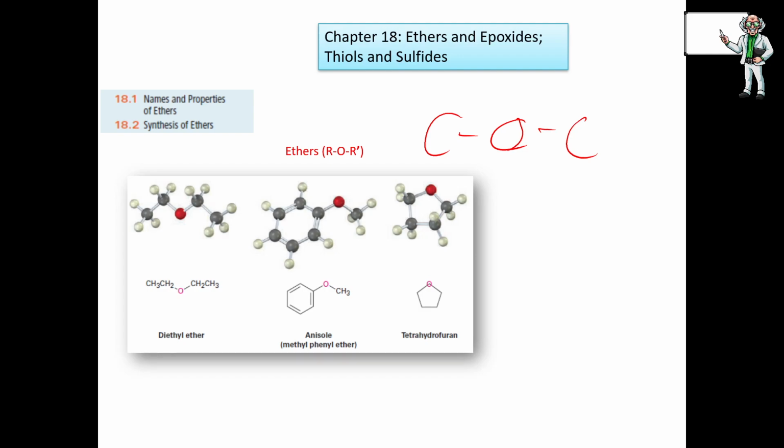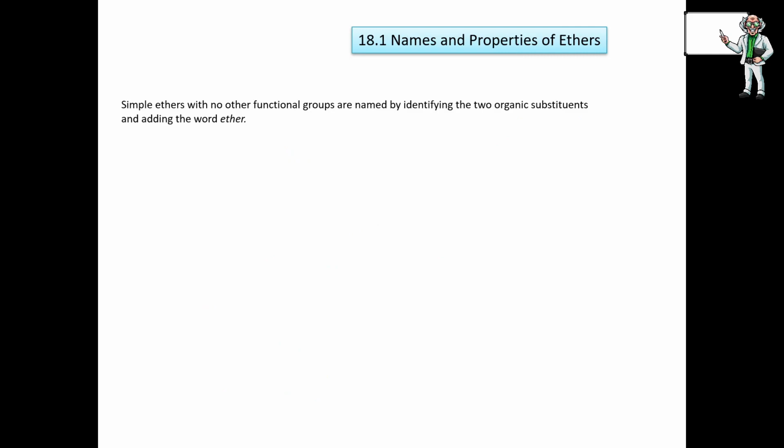Basically, we can have two alkyl substituents, like for example here we have two ethyls on each side of the oxygen, or here we have an aromatic ring and an alkyl on the other side of the oxygen, or we can have a cyclic compound where the oxygen is part of the ring. How do we name these compounds? Basically, what we have to do is check both parts of the ether.